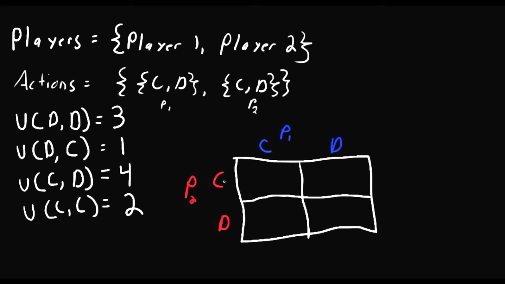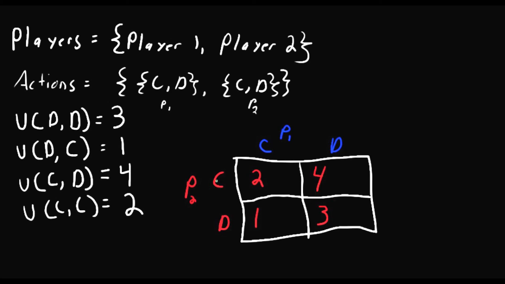So what is player 2's payoff if they both cooperate? 2. What is player 2's payoff if he defects, the first one, and player 1 cooperates? See, he only gets 1. What happens when player 2 defects and player 1 defects, he gets 3. And when player 2 cooperates, but player 1 defects, player 2 gets 4. So the red corresponds to the payoffs of player 2.